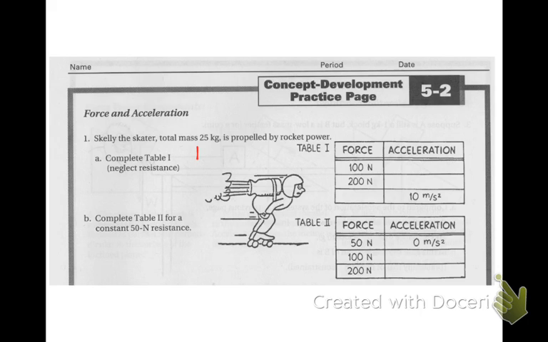We're going to be using F equals ma. Our force for our first part is 100 newtons. Our mass is 25 kilograms. So solving for our acceleration, we would get 4 meters per second squared for this first part here.